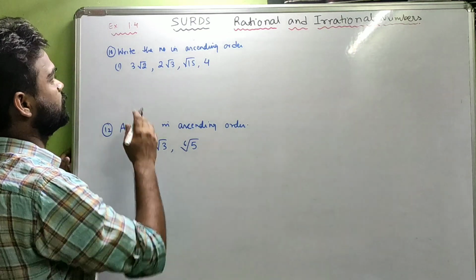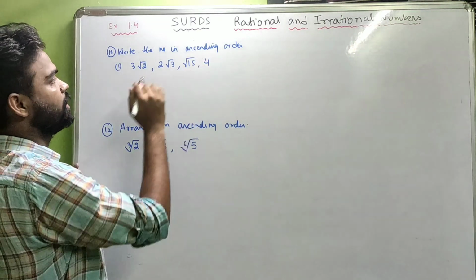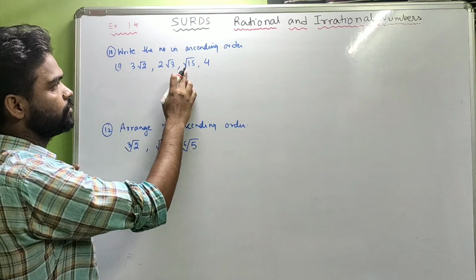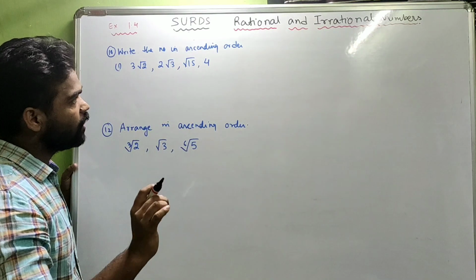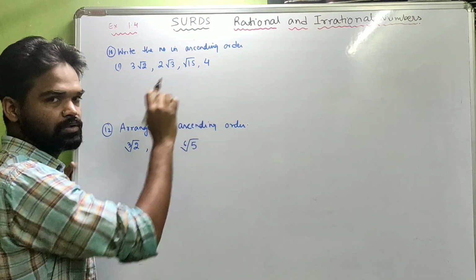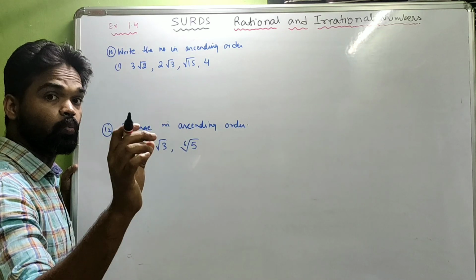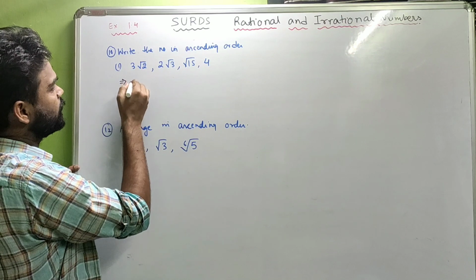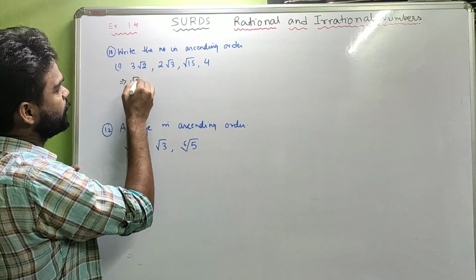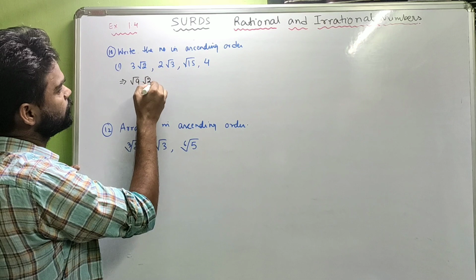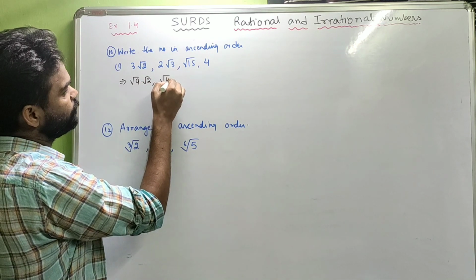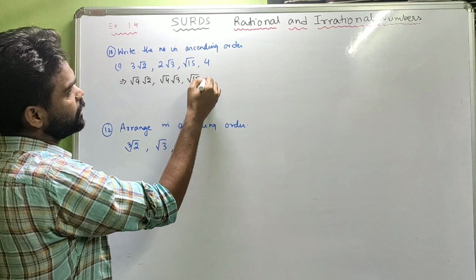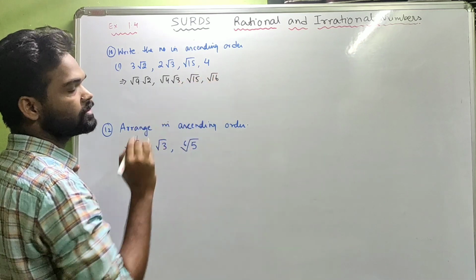Look at number 10. Write the numbers in ascending order: 3 root 2, 2 root 3, root 15 and 4. What we'll do, write all the numbers as the square root of one radical. How? Just look. Can I write 3 root 2 as root 9 multiplied by root 2? This I can write root 4 multiplied by root 3. This as it is. And this I can write root 16.